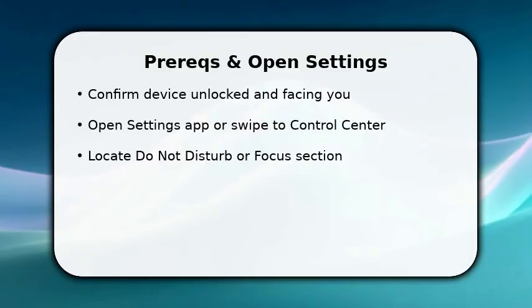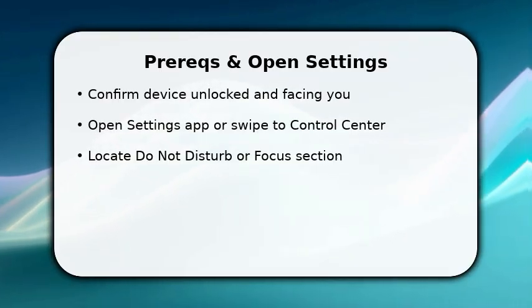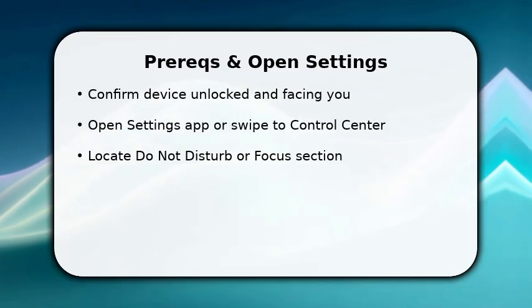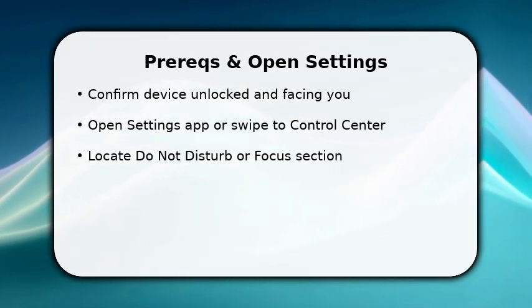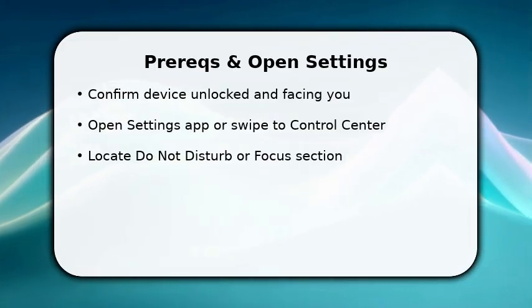Enjoy the video. You'll start by confirming the device is unlocked and you're at the home screen. Open Settings now or swipe into Control Center if your device uses that shortcut. Tap the Do Not Disturb or Focus entry to reveal active schedules and overrides. This is where the silent rules live.